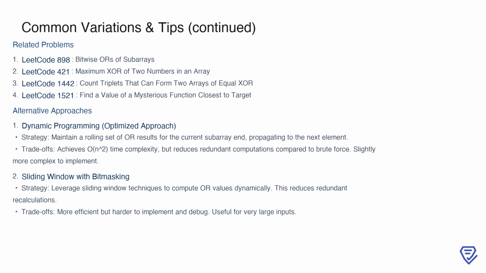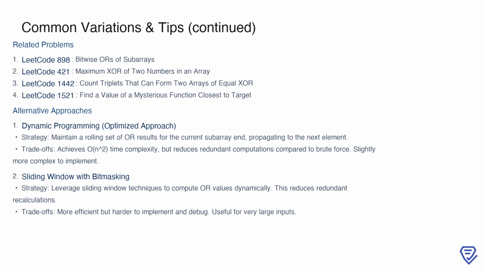Several related problems share concepts with this one. For example, LeetCode 421 focuses on finding the maximum XOR of two numbers in an array, while LeetCode 1442 deals with counting triplets that can form two arrays with equal XOR. LeetCode 1521 explores finding a value closest to a target using a mysterious function, and these problems all involve bitwise operations or set-based tracking techniques.